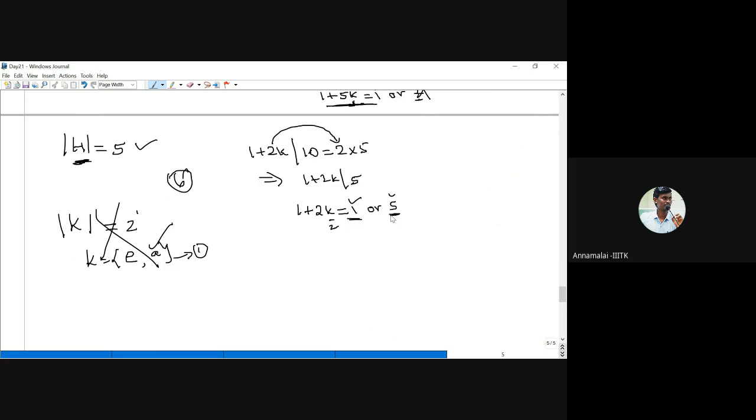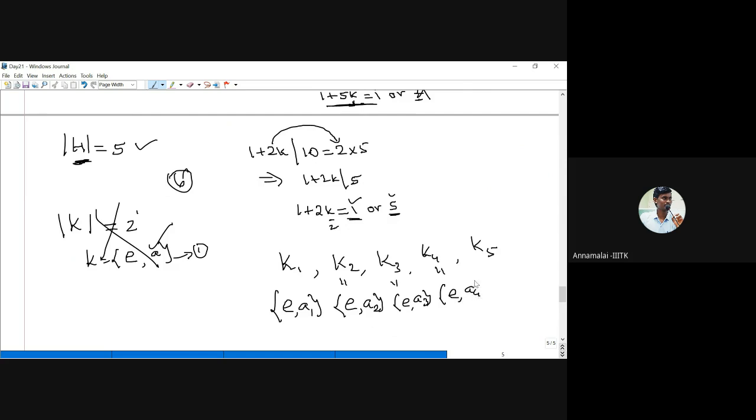Therefore, we have 5 2-Sylow subgroups. Namely, K1 is one 2-Sylow subgroup, then K2, K3, K4, K5. There are 5 2-Sylow subgroups. Since each is a 2-Sylow subgroup, its order should be 2. Since K1 is a subgroup, it contains the identity element and some other non-identity element, suppose I call it A1. K2 is a 2-Sylow subgroup of order 2, and since it's a subgroup, it contains the identity element and some other non-identity element, suppose A2. Similarly, K3 contains the identity and some other element A3. K4 also contains the identity element and some other element A4.